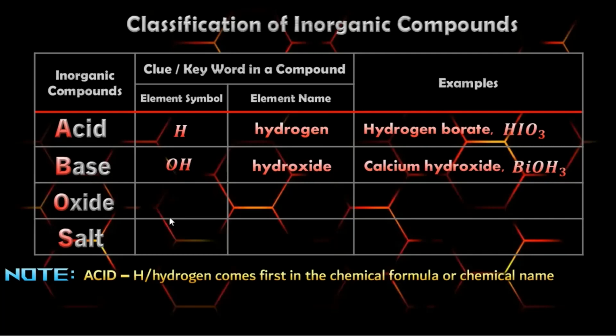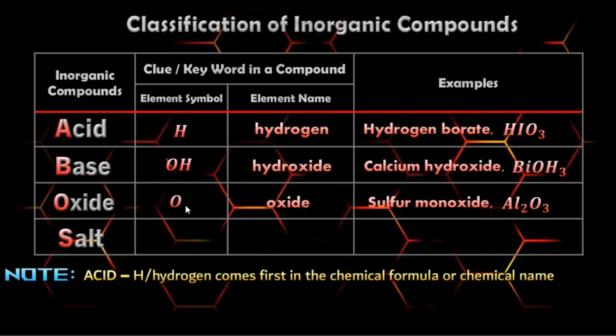And for the oxide, for us to identify that the given compound is an example of oxide, if the given is a chemical formula, there is a presence of the letter O or symbol O, and if the given is a chemical name, there is a presence of the word oxide. Example, sulfur monoxide. And we have here also Al2O3, and that is aluminum oxide.